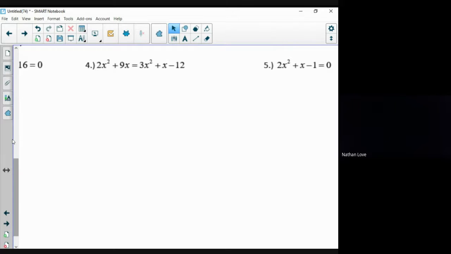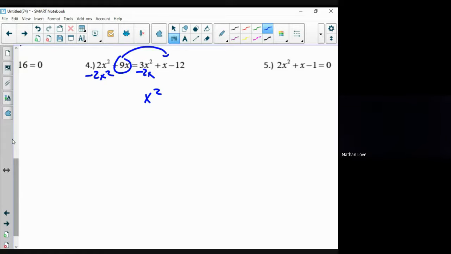Let's take a look at number 4. I've got to solve it. So what's the first thing we have to do when we solve? Correct. Set it equal to 0. What I want to do is make sure that the x squared is positive, so I'm not dealing with a negative x squared. So I'm going to subtract the 2x squared over here. I'm going to do that in my head. I know that's going to end up being x squared. Therefore, I want to move the 9 over here as well, so I'm going to subtract 9x as well. We get x squared minus 8x minus 12.